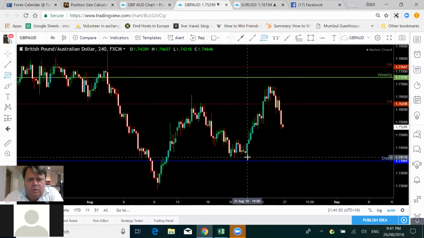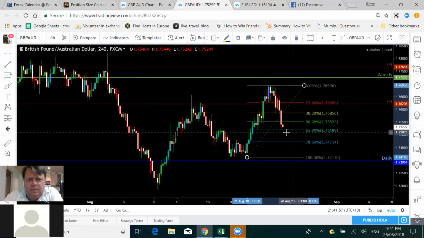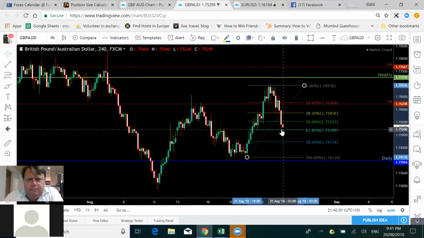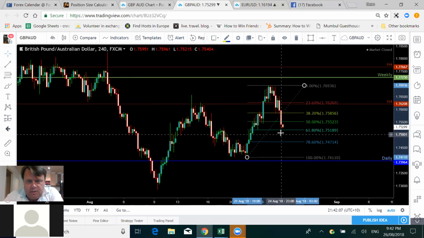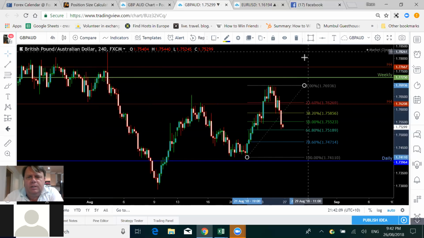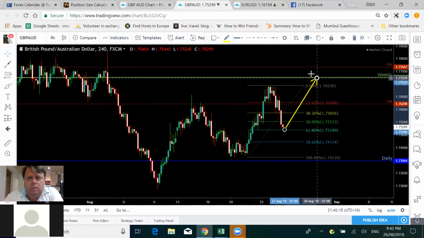So if we run that off the bottom here, run it up to the tops, you can see we just touched the 61 on Friday, and then it should go up. So we've had this push up, we've had this little pullback. Now we would expect to have this next surge up to the weekly line.